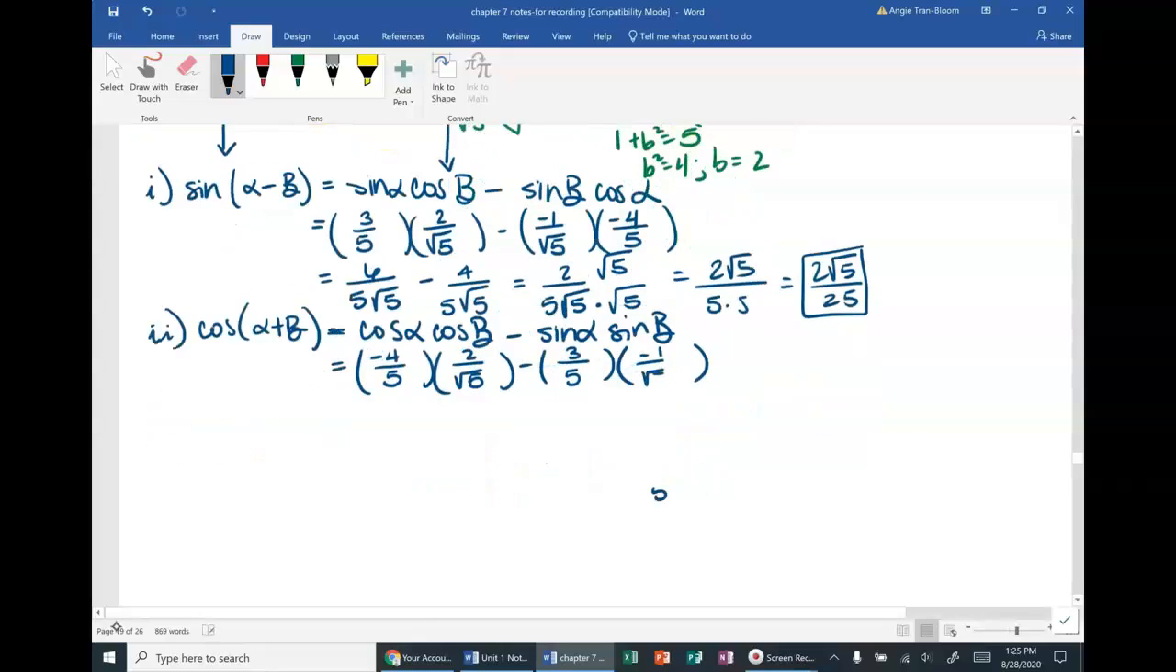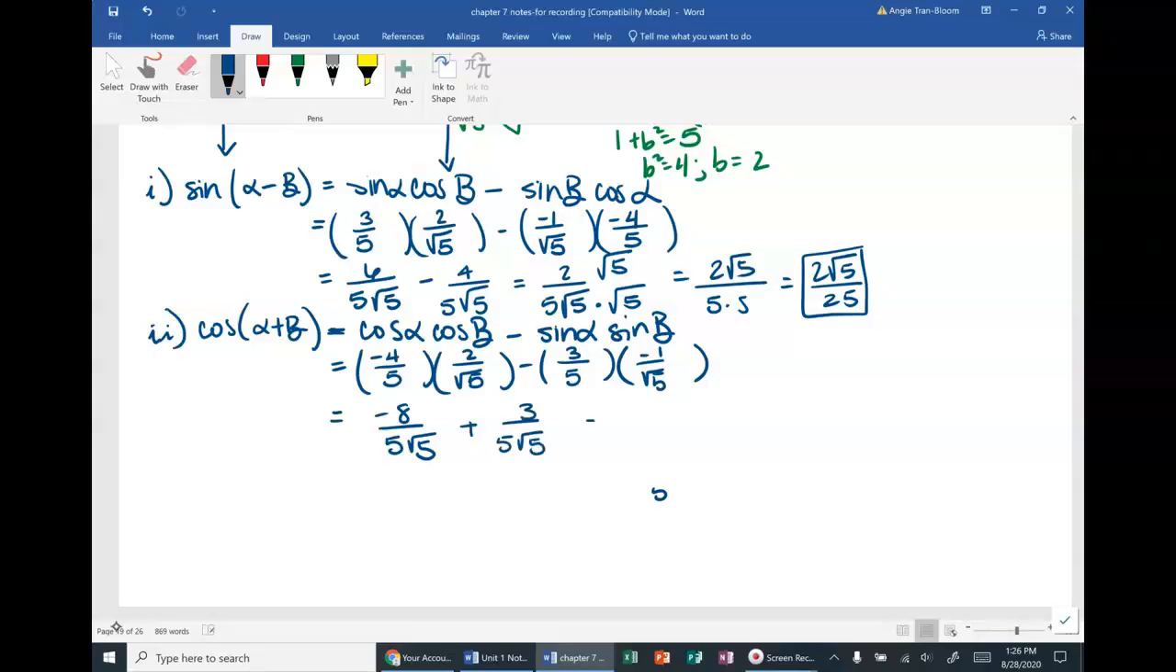And away we simplify. So negative 8 over 5 rad 5 plus 3 over, oops, this 5 didn't get filled in. 5 rad 5, take away, so this is negative 5 over 5 rad 5. Simplify the top and the bottom, so negative 1 over rad 5. Now rationalize the denominator. Final answer is negative rad 5 all over 5, and box that up.